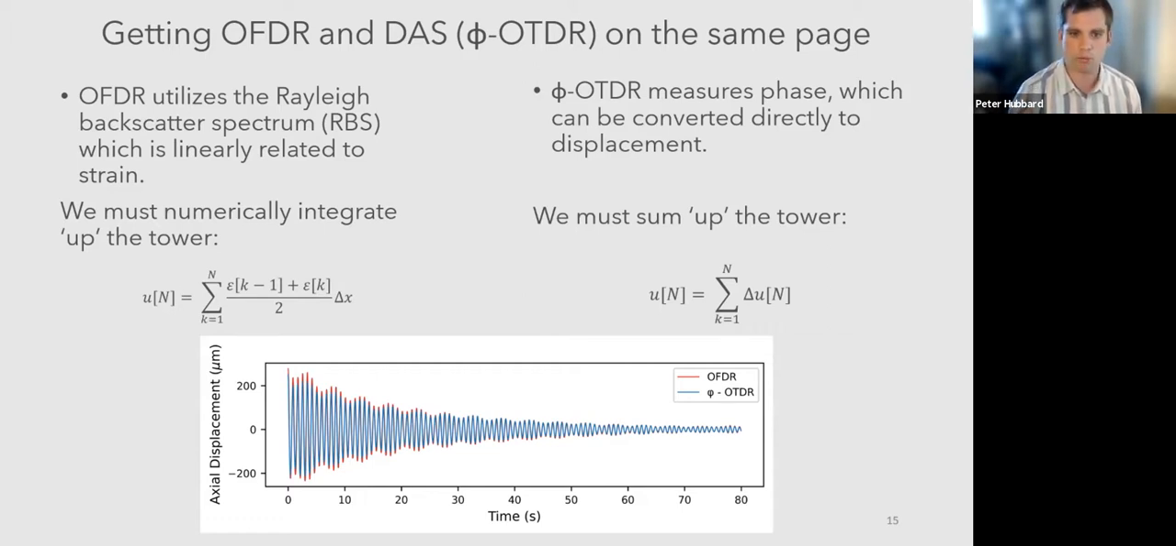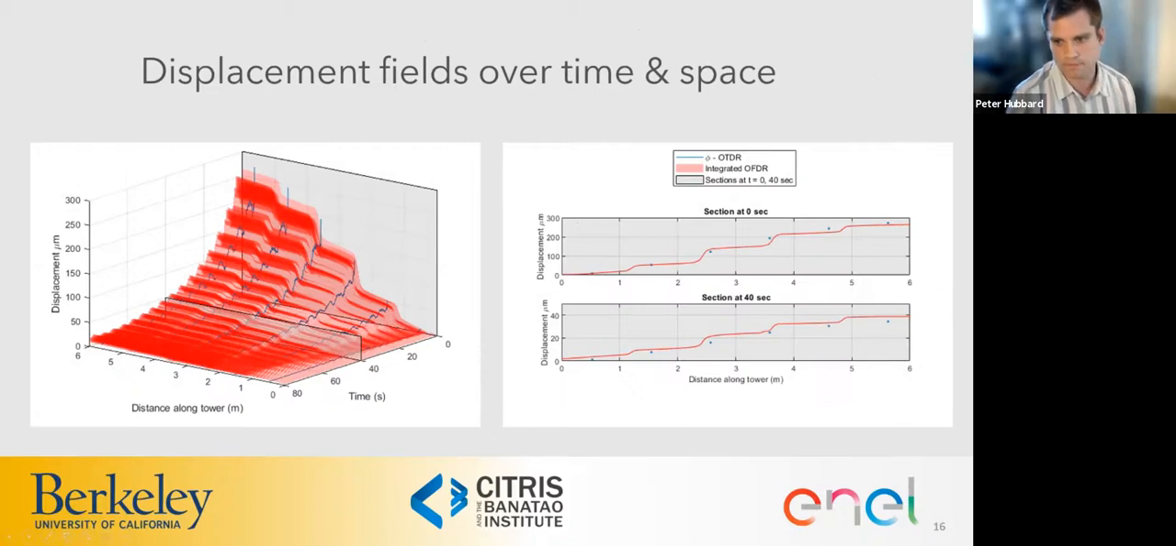So in order to compare, we need to get out of strain and towards displacement, in this case. So if we look at axial displacement and compare OFDR versus phase OTDR or DAS, we see this pretty perfect match. We're slightly lower in amplitude, by about 4 to 5%, on the DAS side. We feel very good about the way these measurements correspond to the same physical phenomena.